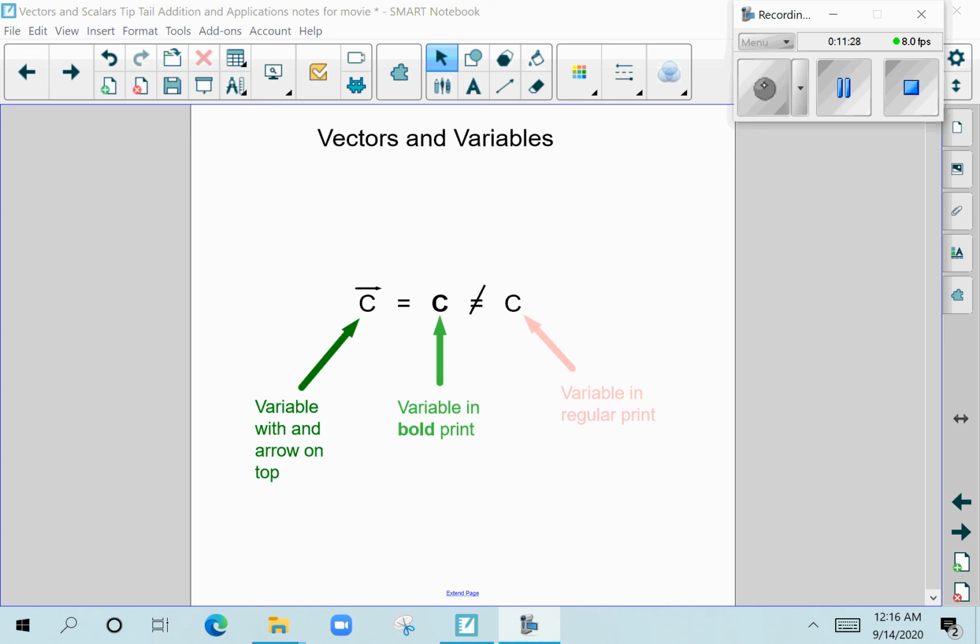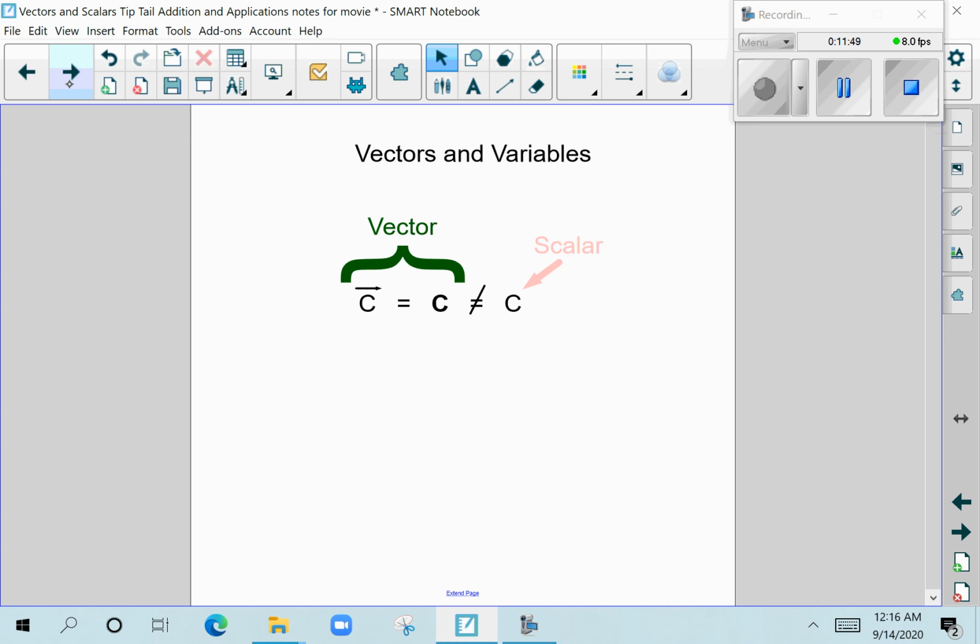we're going to put a little extra on the variable. So sometimes you'll have a regular print with an arrow up on top to show that it's a vector. Sometimes we'll have it in a bold print. Either way, those represent vectors. When you see an everyday regular print variable, that means it's a scalar value, the kind you often see in your algebra classes. So again, if you're bolded or have an arrow up on top, you're a vector. And if you are just a regular everyday letter with nothing special added to it, then you're going to be a scalar.